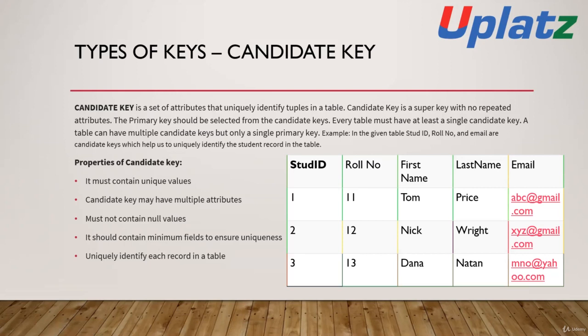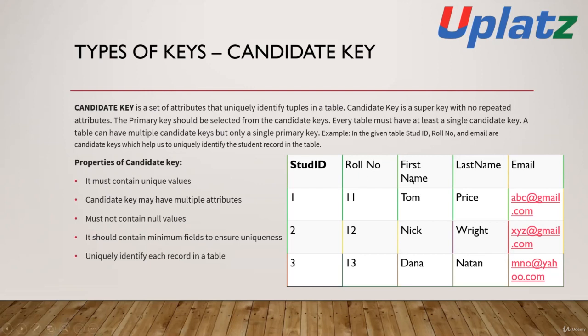Now candidate key is a super key with no repeated attributes. The primary key should be selected from the candidate keys. So basically candidate key is like a superset for primary key. One of the least general key will be selected from candidate key, and that will become your primary key.